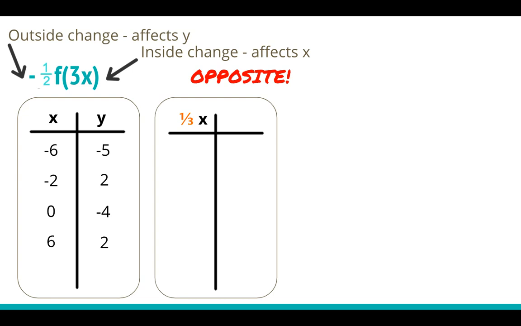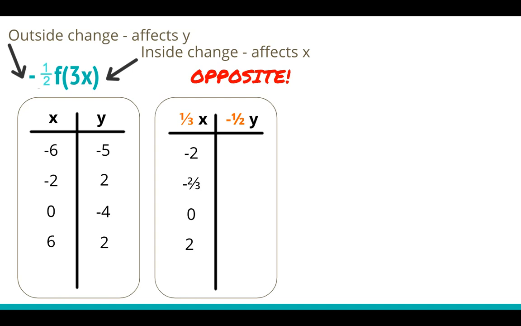Dividing by 3 and multiplying by 1/3 are the same. It looks like it's a horizontal stretch, but it's actually a horizontal compression by 3. -6 divided by 3 is -2. -2 divided by 3 is -2/3. 0 times 1/3 is 0, and 6 times 1/3 is 2. For the y's, it's the exact same. So it's -1/2 times y.